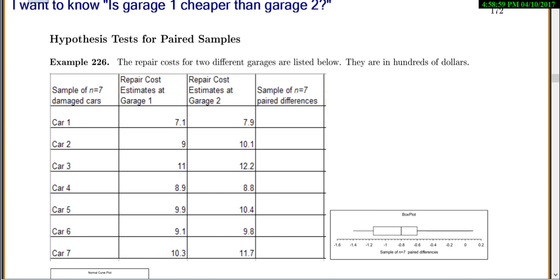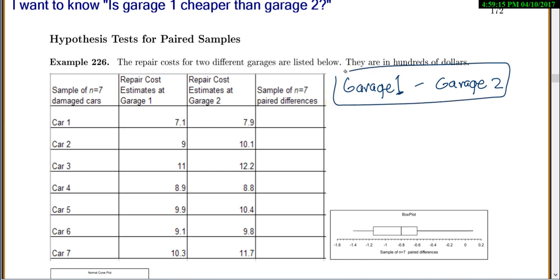So what we're going to do is we can do garage 1 minus garage 2. Now, I didn't have to put them in this order, I just did because garage 1 came first, but once I write it in this order, I have to keep this order for the rest of the problem. So you can pick the order you write it down for first, but then you have to keep this order. Okay, so we're trying to do garage 1 minus garage 2.